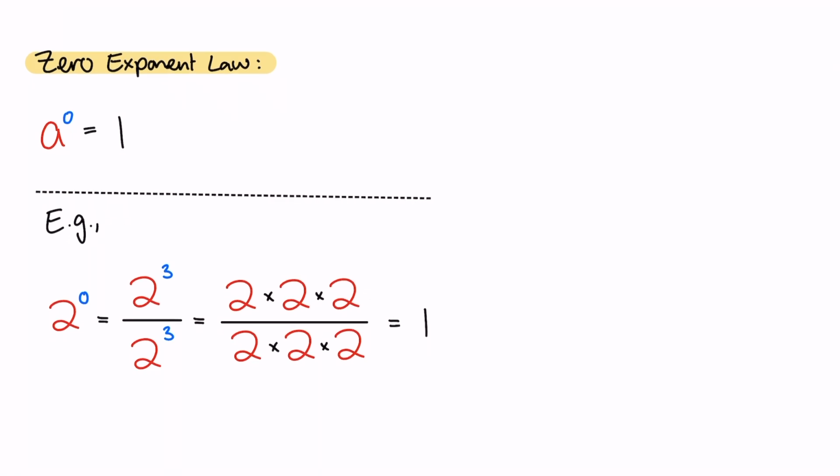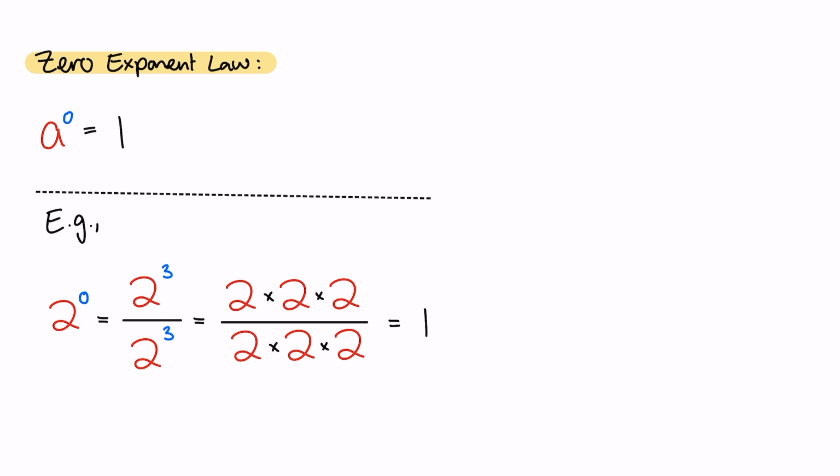The next exponent law I'd like to talk to you guys about is the zero exponent law, which states any number to the power of 0 is equal to 1. In this example, we have 2 to the power of 0, and that is equal to 1. But we can explain this another way.